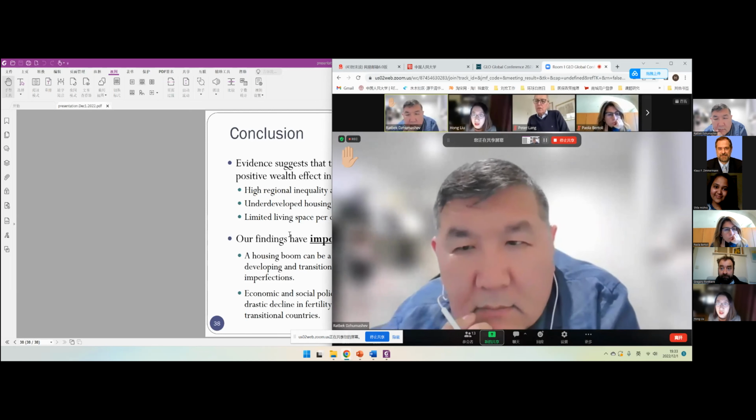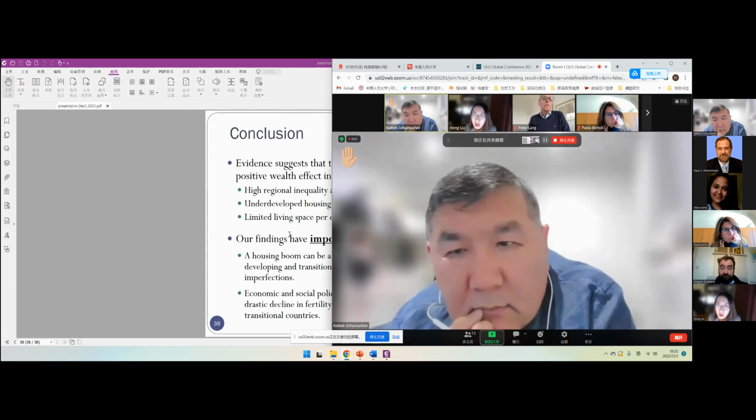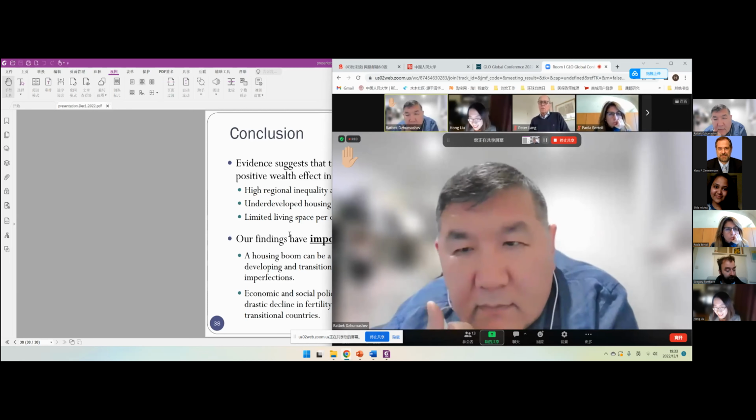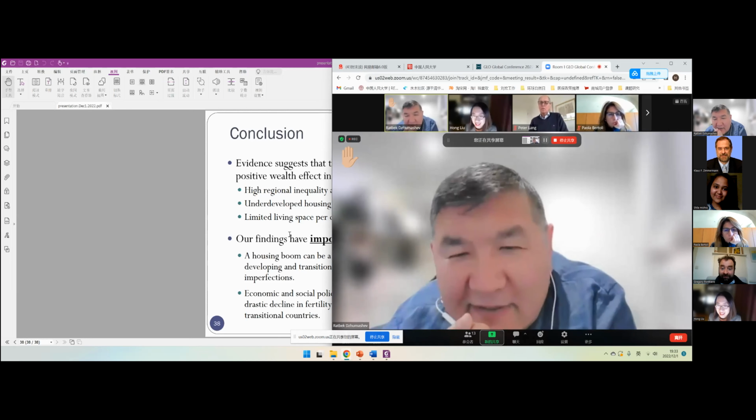In the mean specification, we didn't control for it because it may be endogenous, as the literature also shows that housing wealth also affects the labor supply of household members, especially the labor supply of women. Okay, maybe that's all. Okay, thank you.